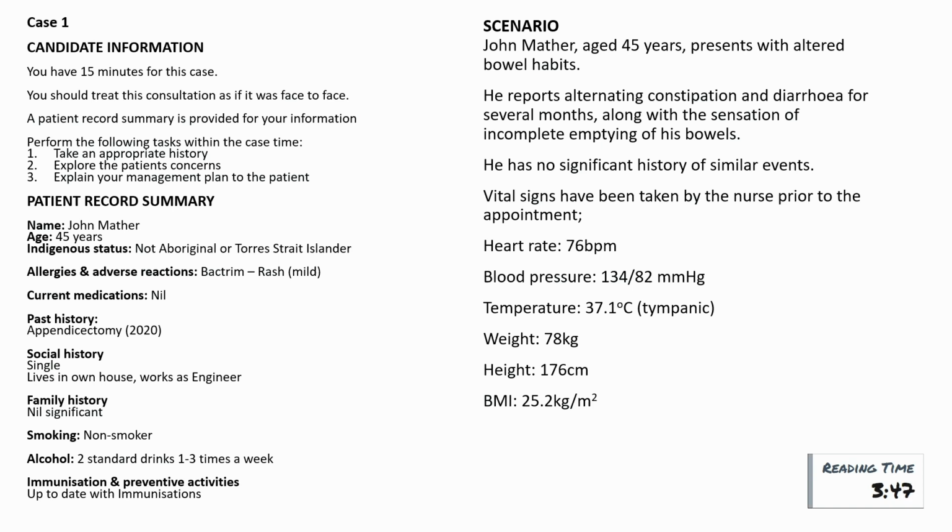Scenario: John Mather, aged 45 years, presents with altered bowel habits. He reports alternating constipation and diarrhoea for several months, along with the sensation of incomplete emptying of his bowels. He has no significant history of similar events. Vital signs have been taken by the nurse prior to the appointment. Heart rate 76 beats per minute. Blood pressure 134 on 82. Temperature 37.1 degrees tympanic. Weight 78 kilograms. Height 176 centimetres. BMI 25.2 kilogram per metre squared.